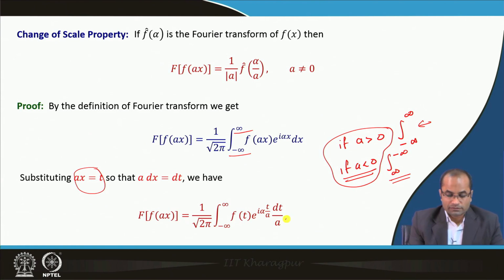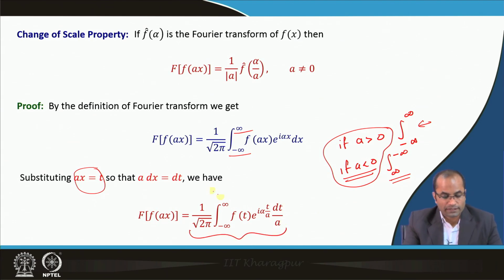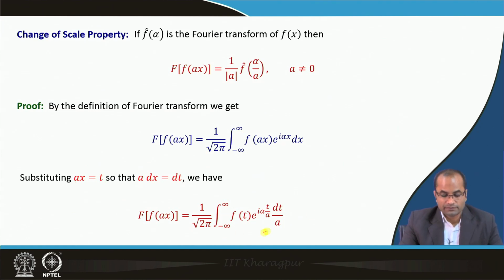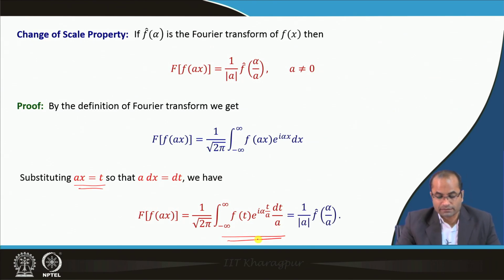So, then suppose a is positive, then we have this situation where dt over a is coming from this dx, and then we have minus infinity to plus infinity. But if a is negative, then what will happen, this limit will change from minus infinity to plus infinity, and then we have again a similar structure as before, but now we want to combine it in terms of this Fourier transform.